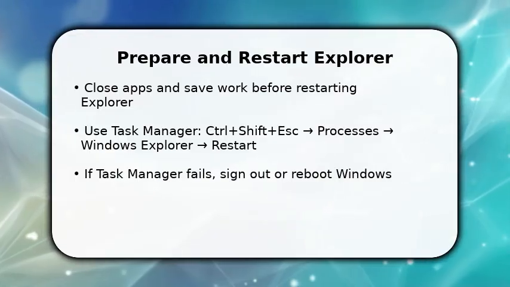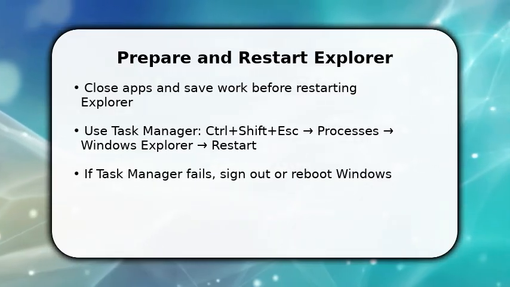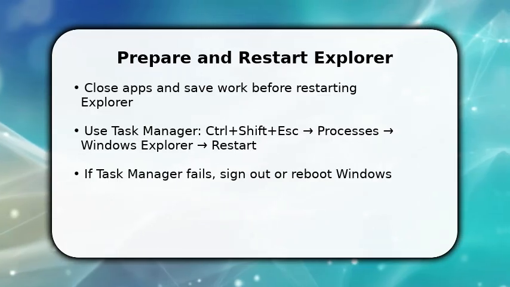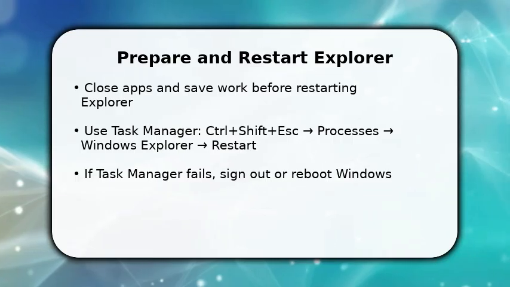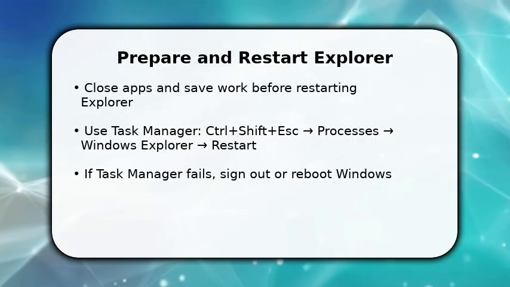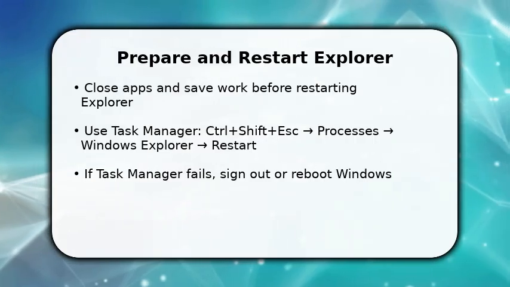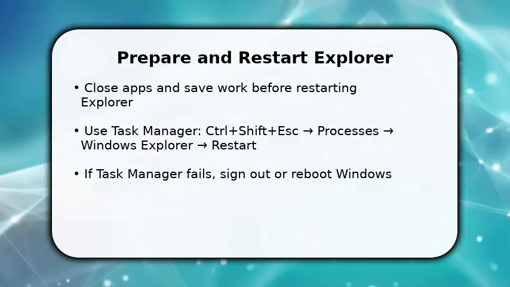Start by saving work and closing non-essential apps because restarting Explorer refreshes the UI. Open Task Manager with Control plus Shift plus ESC, find Windows Explorer and choose Restart. This reloads the taskbar and often restores icons. Once done, make sure to check whether pinned icons reappear and whether system tray items return.